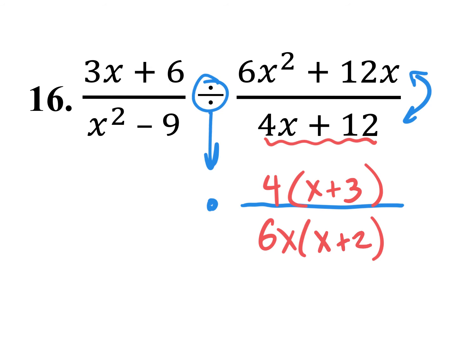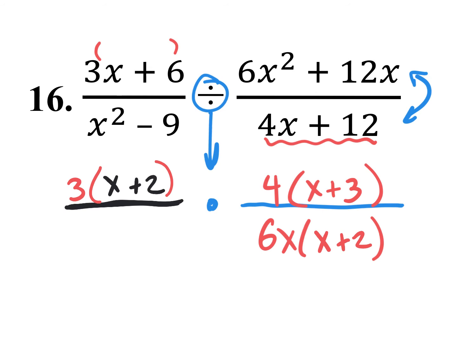X plus 2 left over. Now the first fraction is definitely not going to flip. I'm just going to rewrite it. But as I'm rewriting it, I might as well factor. What could I pull out of that first binomial? I could pull out a 3. What will be left over? I'll have an x plus 2.